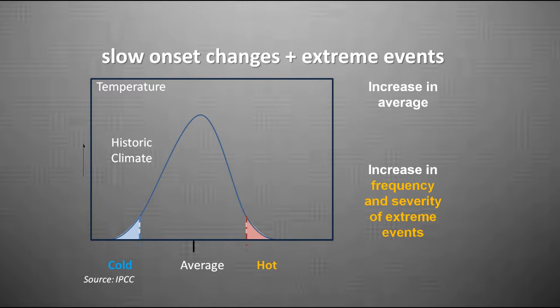Slow onset changes in climate change can also lead to changes in the frequency and severity of extreme events, as I can illustrate here. Here we have a graph that shows an old climate scenario, distributed as the probability of a certain event occurring at a given temperature. We're using temperature here just as an illustration.